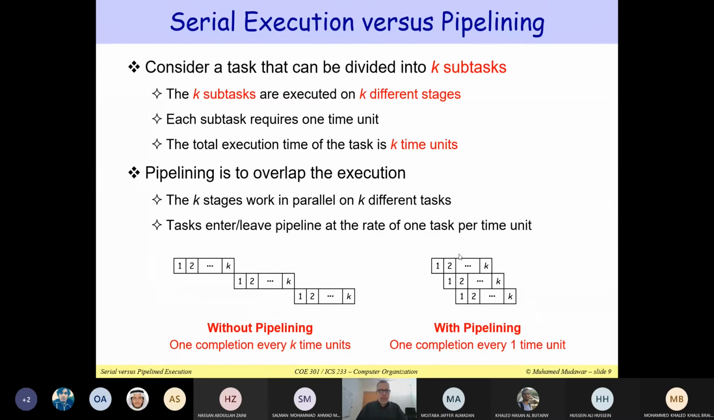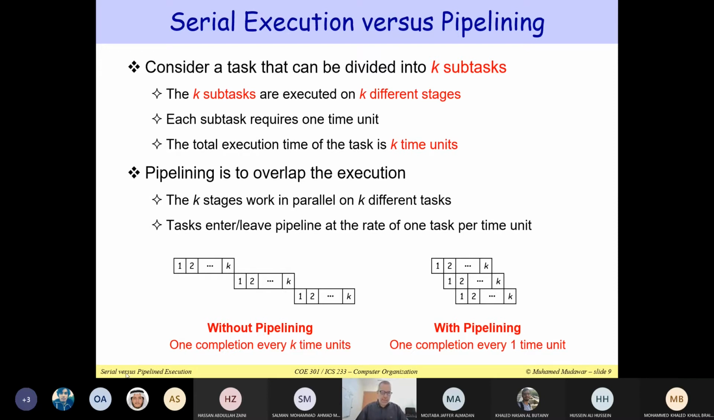So the idea is to break down a task into k subtasks. That's really the idea. And we can execute these k subtasks on k different stages of the pipeline. Each subtask requires one time unit, for example, 1 clock cycle in the case of the CPU. And the total execution time of the task is k time units. That is, to go through these k stages, it takes k time units. So the idea of pipelining is to overlap the execution. We don't really wait for one task to complete to start another task.